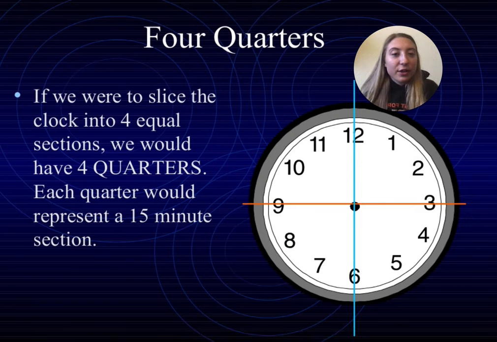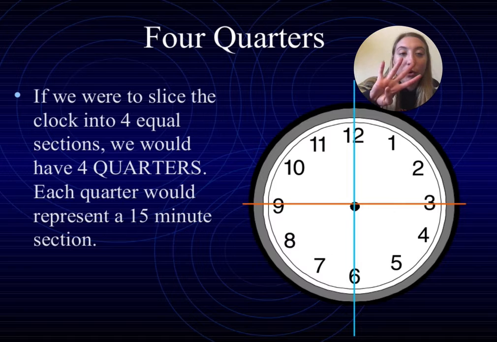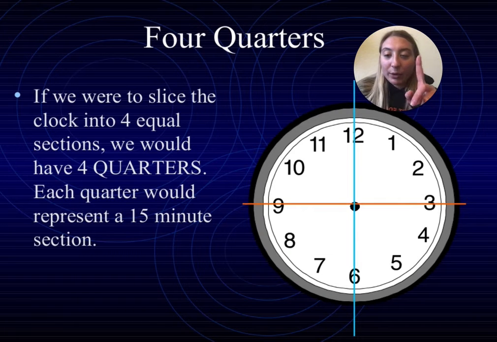Our clock is also broken up into 4 quarters. So this is what we're going to be using today. If we were to slice the clock into 4 equal sections, we would have 4 quarters. And that kind of makes sense because 4 quarters, if you're talking about money, equals $1. So it's kind of like the same with the clock. 4 quarters gives us 1 hour. Each quarter would represent 15 minutes.